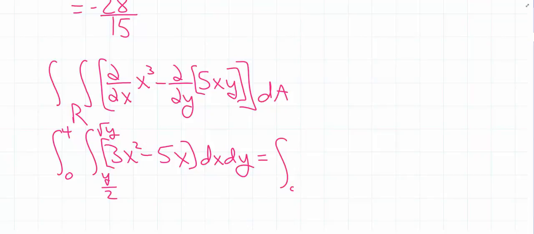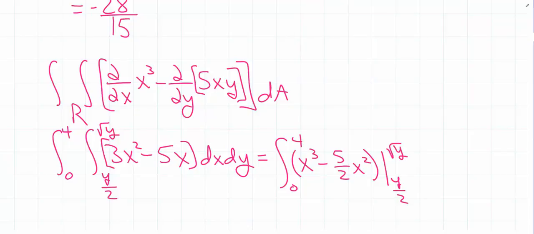Okay, so let's see what we've got here. We've got 0 to 4, and now I'll integrate with this. So this is going to be x cubed minus 5 halves x squared, and x is going from y over 2 to the square root of y. And then I've got dy here.